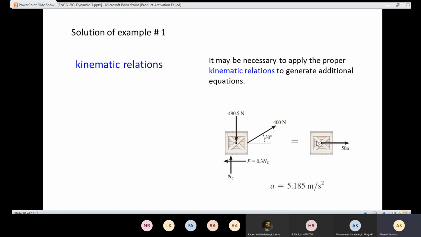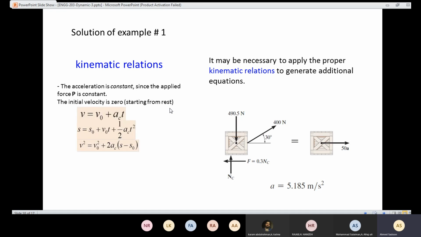I have a particle, and that particle starts from rest. That means the initial velocity is 0. Then we need to know the value of the velocity after 3 seconds. The acceleration is constant here because the applied force is constant, and also here we don't have any variable inside the equation of the acceleration. And the initial velocity is 0 because he said that the box starts from rest.